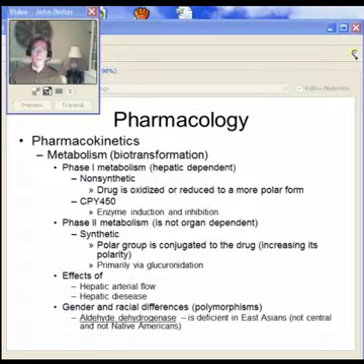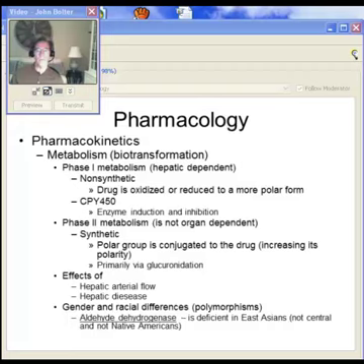All right, continue with the metabolism, the biotransformation. You have this phase 1, and now phase 1 is always hepatic dependent, whereas phase 2 is not organ dependent. So you have phase 1, which is non-synthetic. The drug is oxidized or reduced to a more polar form. So the CYP enzymes, and that's induction or inhibition.